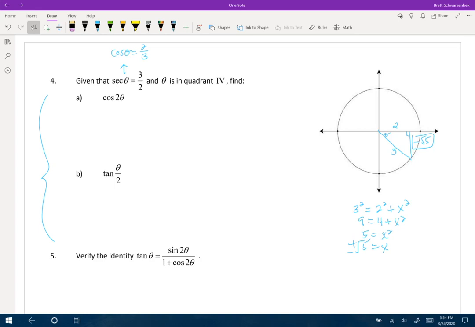So cosine of 2 theta. Basically, this is the same as cosine squared theta minus sine squared theta. So all we have to do is sub in the values for cosine, which is provided to us as 2/3. And then we have to go to our triangle to find sine. So we have theta here. Opposite is going to be negative root 5 over hypotenuse, which is 3. Got to square it. Remember, again, this is not a double negative. We have to follow order of operations first. So we're going to get 4/9 minus 5/9 is negative 1/9.